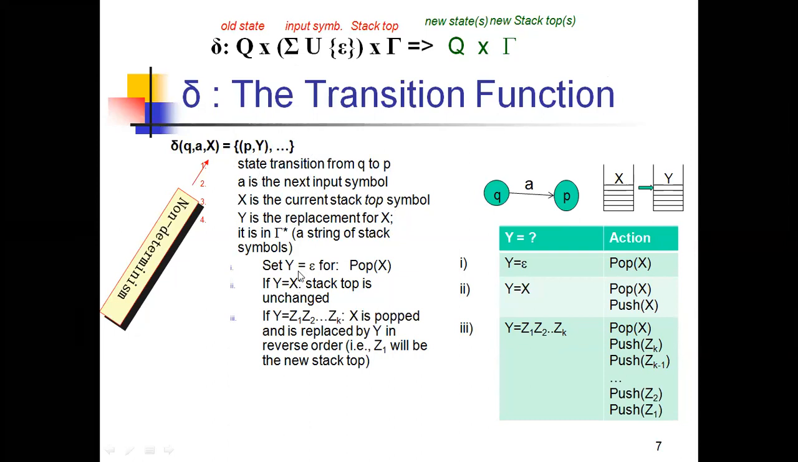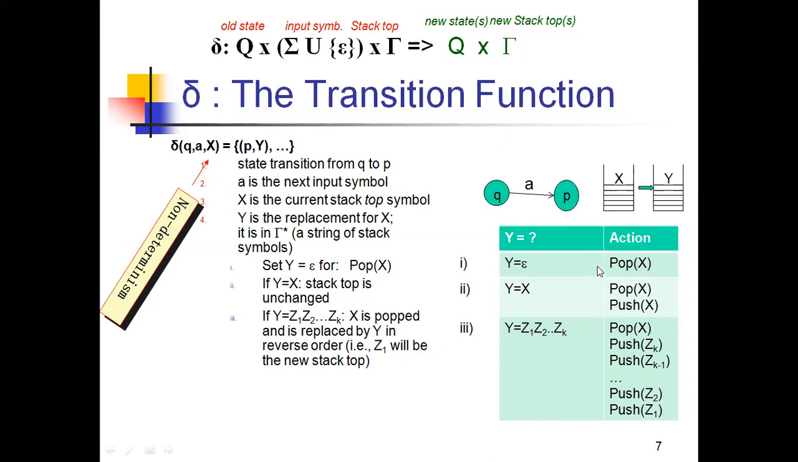Now we are setting y equal to epsilon, for which you just need to pop x. So if x is equal to y, then the stack top is unchanged. Otherwise, y becomes z1, z2, and so on up to zk. Now x is popped and is replaced by y in reverse order, so z1 will be the new top of the stack now.